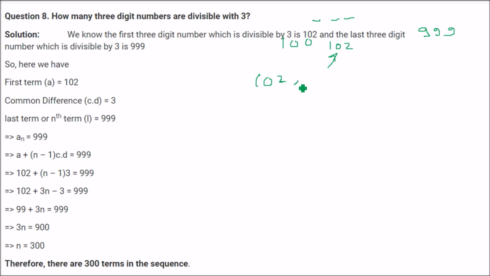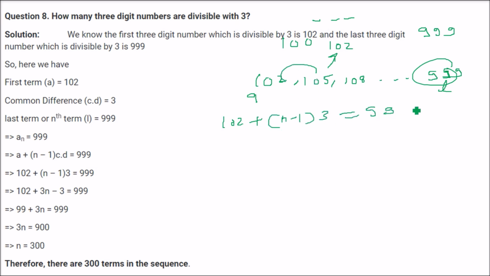So our series is 102 is the first term. Then we have 105 because it is divisible by 3. So 3 difference is there. 108 and like this up to 999. So A is 102, L is 999. So A plus n minus 1 into D I will use. Nth term is 999. So A 102 plus n minus 1 into D, D is what? 3, equal to 999. So when we solve for n, we get n equal to 300. There are 300 terms in this sequence.